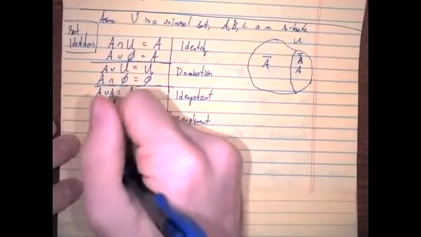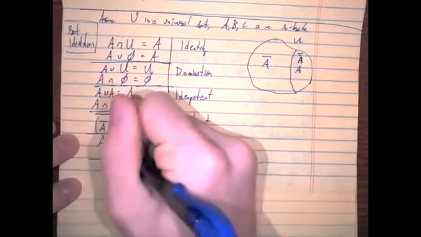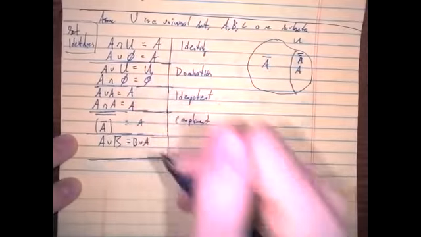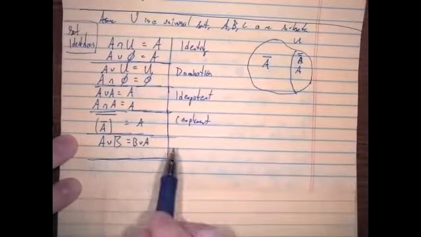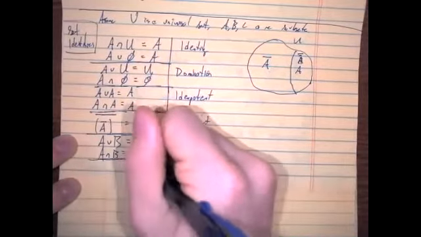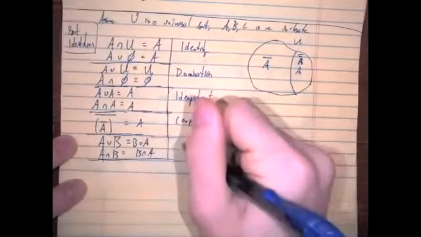Okay, let's do some of these ones. A union B is equal to B union A, because the way that we define this didn't have order mentioned at all. A intersect B is equal to B intersect A. These are some commutative laws.